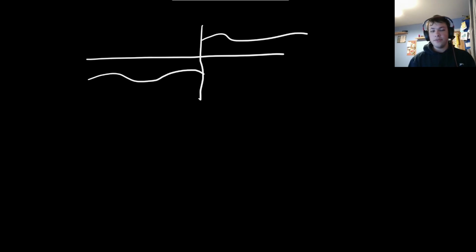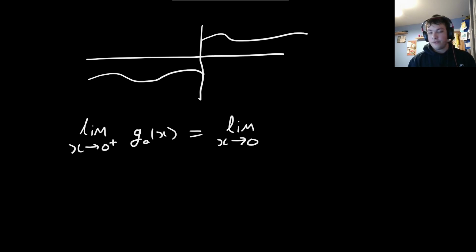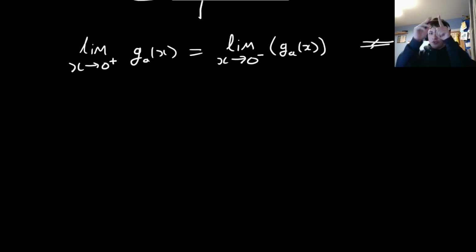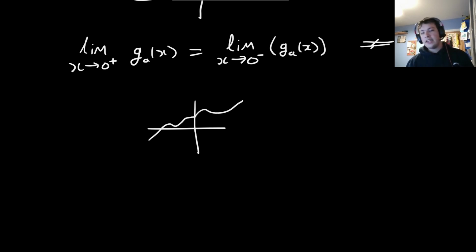So what we need to do is prove that the limit as x goes to 0 from above of GA of x is equal to the limit as x goes to 0 from below of GA of x, and that neither of these things are infinite, right? We need these to be finite numbers. We don't want it both shooting up off to infinity. We want something like it tends towards a number and it tends towards a number. And that's what we're going to find.